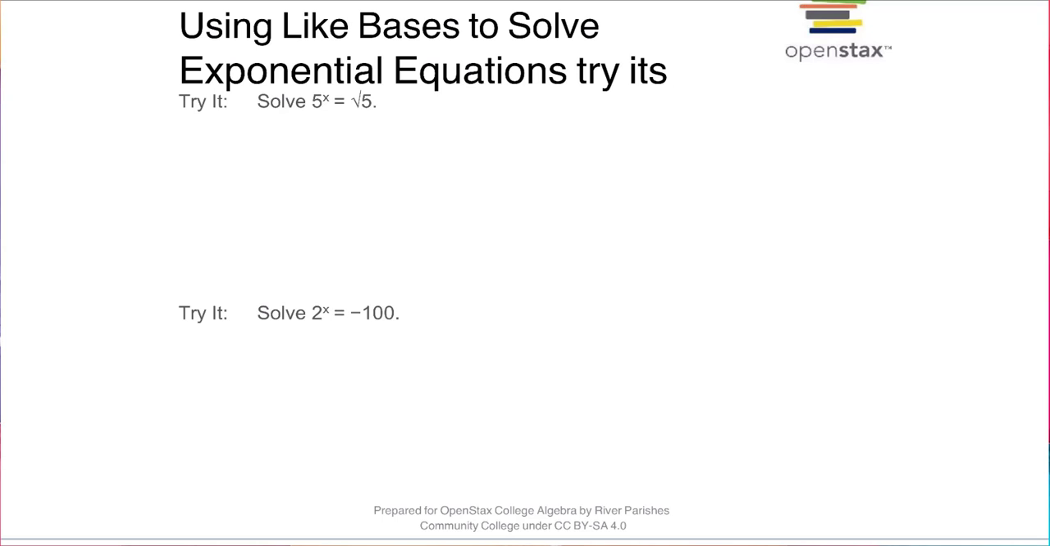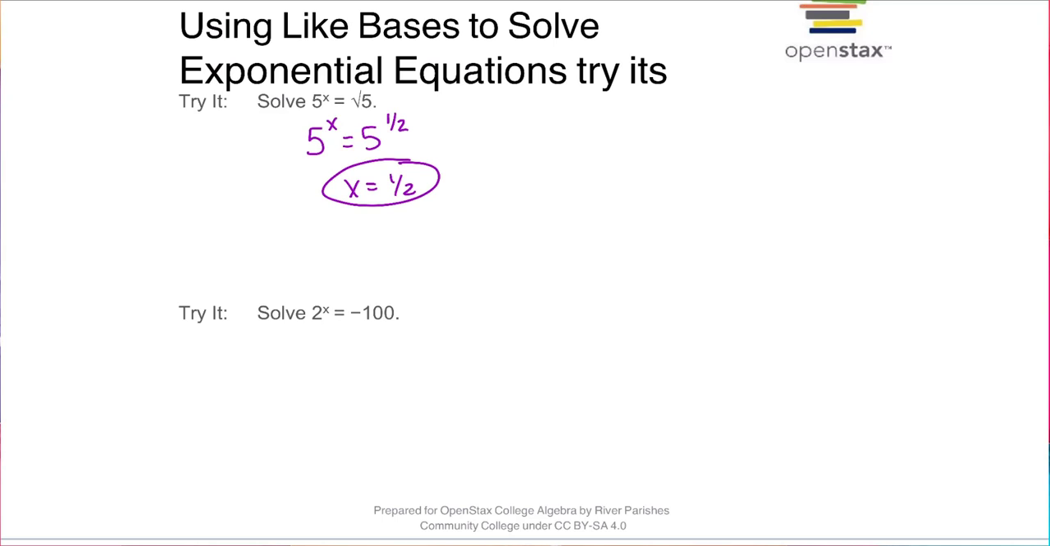All right, so let's try these together. Let's rewrite these with like bases. These both have a base of 5. The square root of 5 is really 5 to the 1/2. That means x must equal 1/2, and there's actually no solving to do there, so that's good.